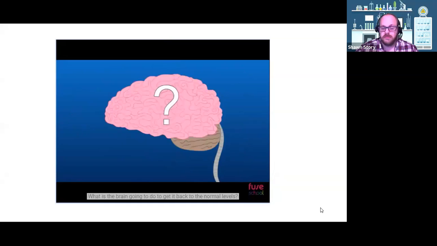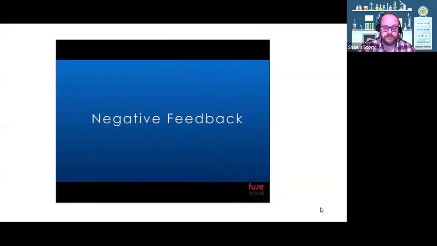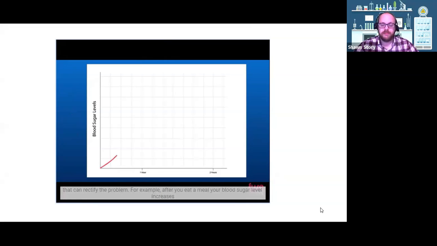Okay, so let's say one of these factors goes too high or low. What is the brain going to do to get it back to the normal levels? The answer to that is negative feedback. Negative feedback is the process where the brain uses either a hormone or a nervous system to send a signal to the part of the body that can rectify the problem.